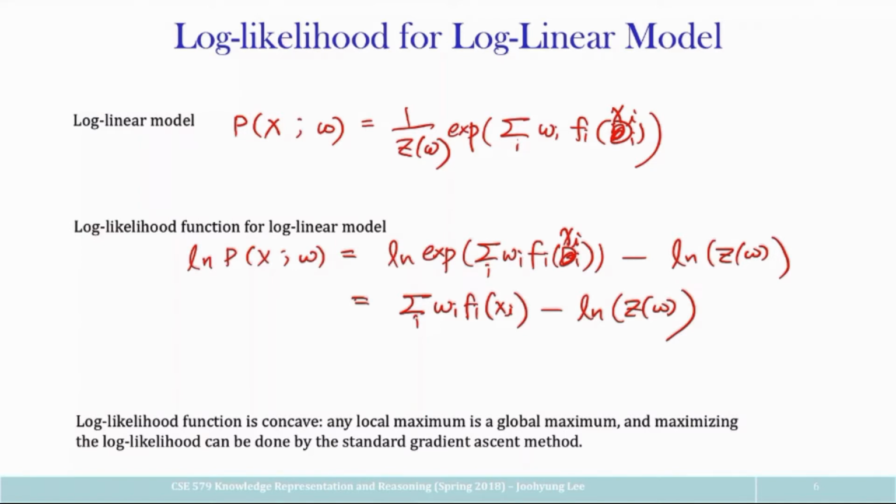One thing to note here is that the log likelihood function is concave. What concave means is basically, if it is 2D, it looks like this, going upward. Maybe you can also draw it this way, where here is actually the highest region. So this is concave, which means that any local maximum is actually the global maximum. So you can just use the standard gradient ascent method to find this maximum value. Okay? How many of you don't know what gradient ascent is?